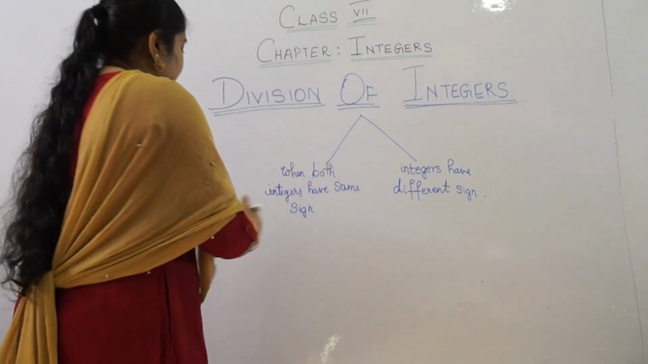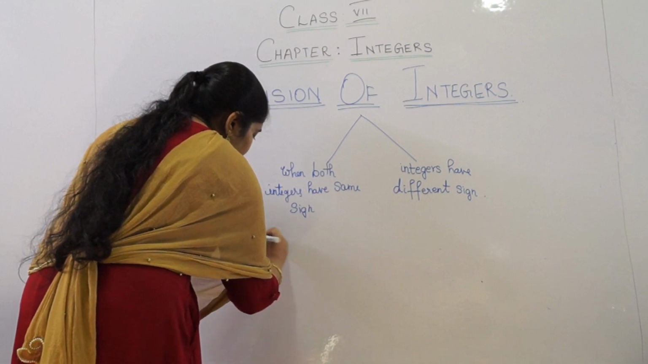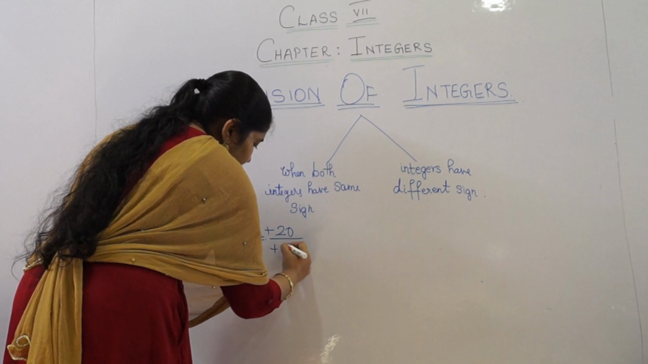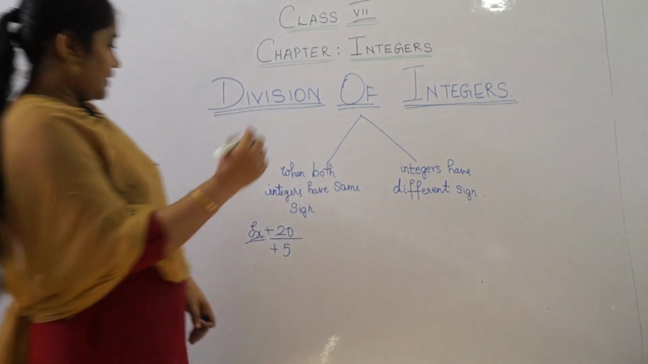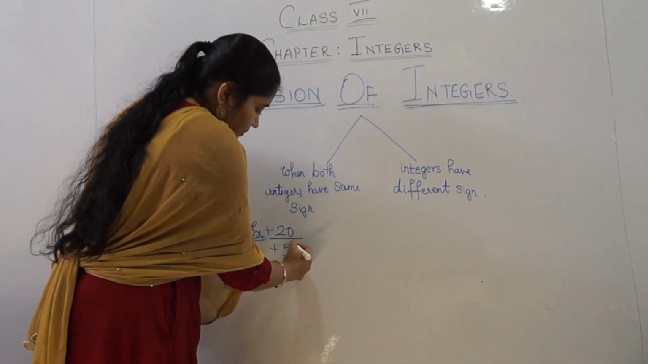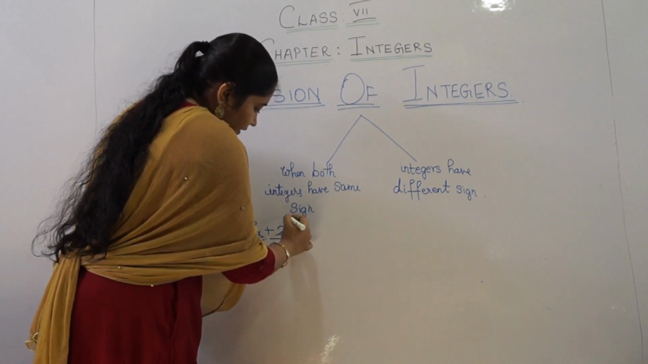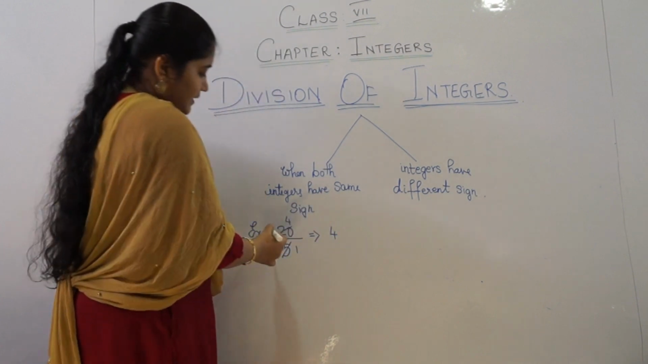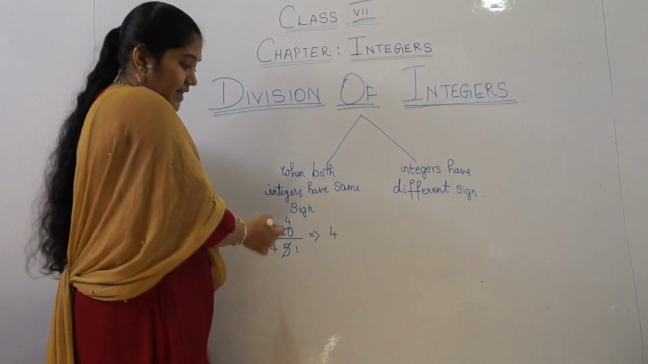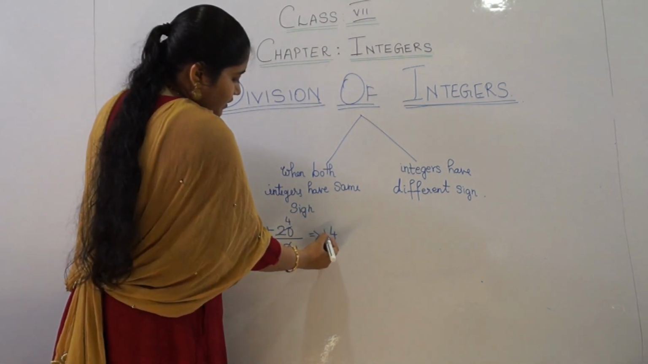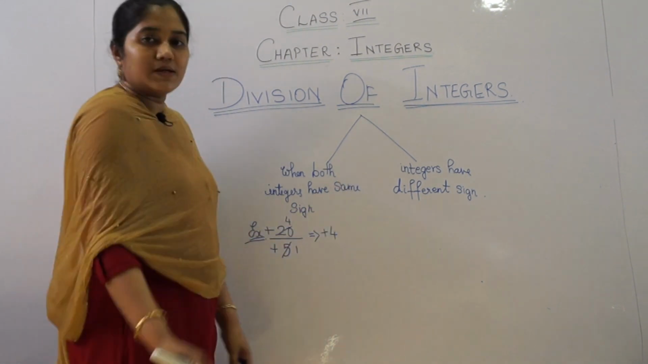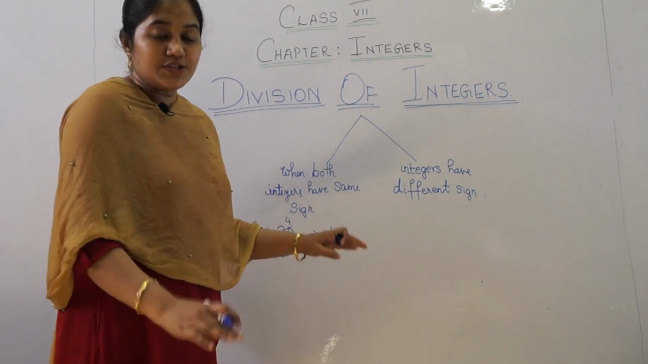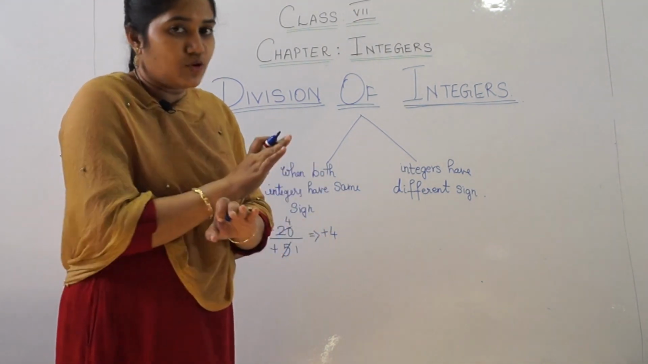So, example: plus 20 divided by plus 5. What am I going to do? I am going to first divide the numbers. 5 ones are 5, 5 fours are 20. So it is 4. Since both the numerator and the denominator have the same sign, I am going to put it as plus. So when both the integers have the same sign, the quotient is always positive. That is, the answer is always positive.